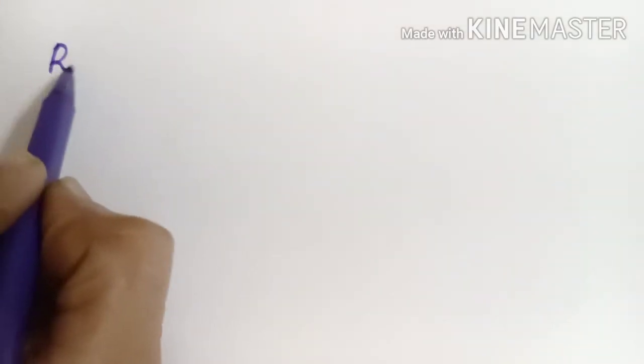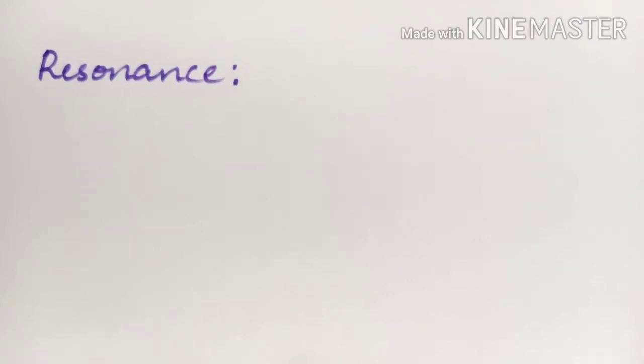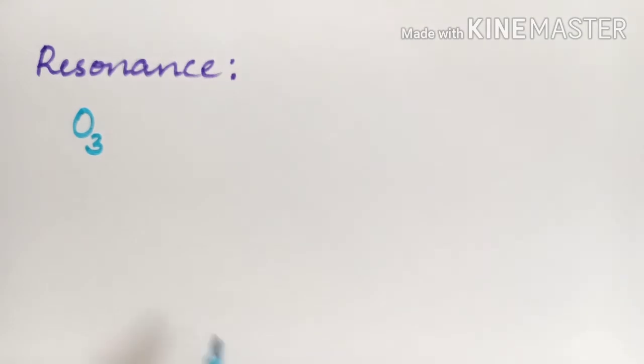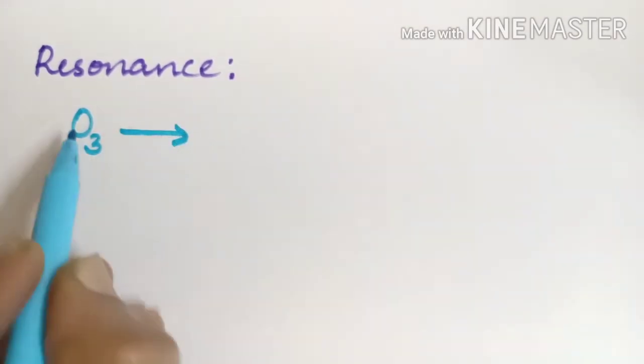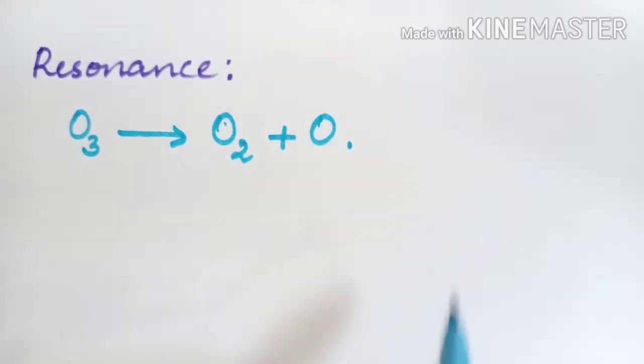Hello students, in this video we are going to learn about the process called resonance. What is this phenomenon called resonance? In order to understand that, we'll first take the ozone molecule. You know, ozone is made up of O3. That is, it can be considered as a combination of O2 plus O.